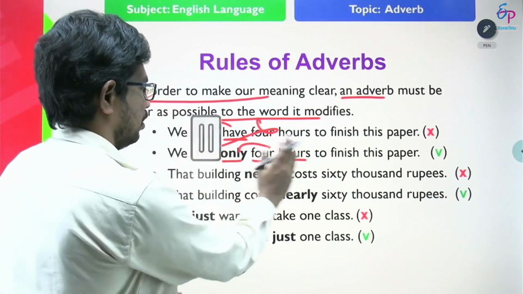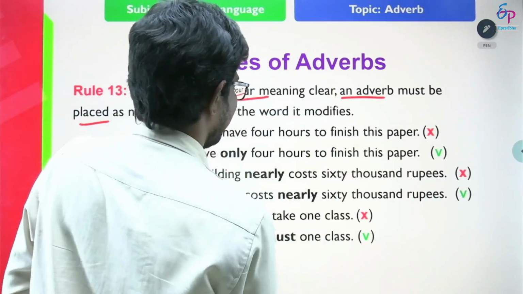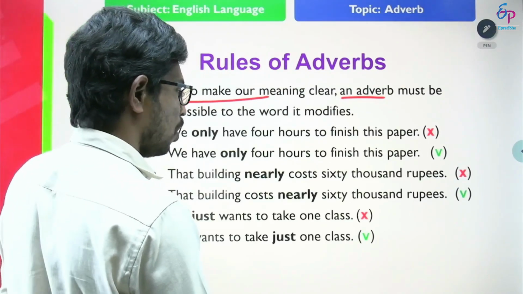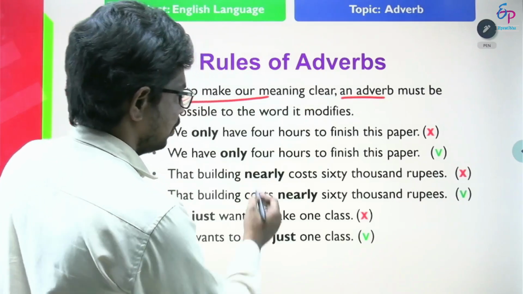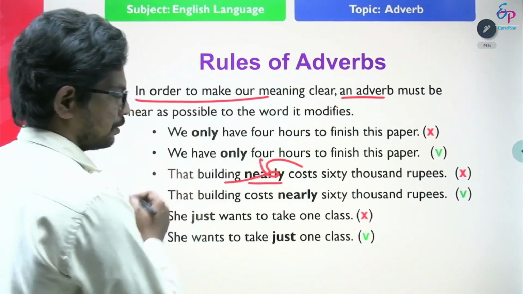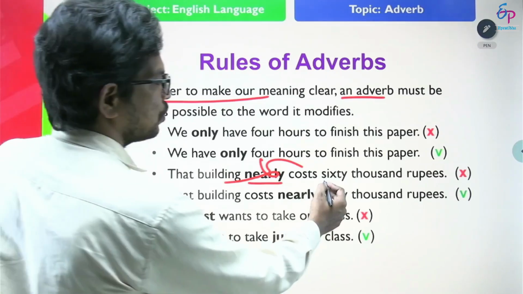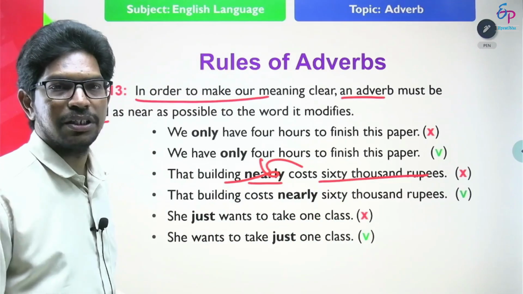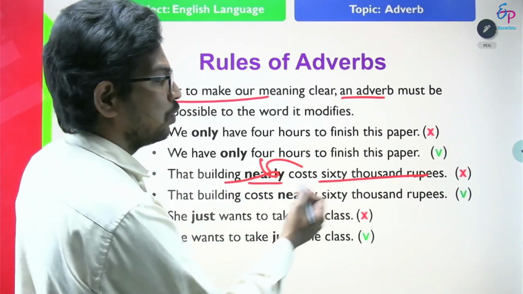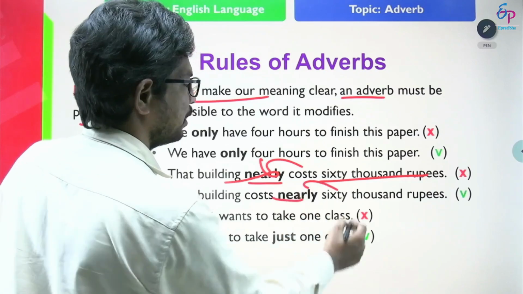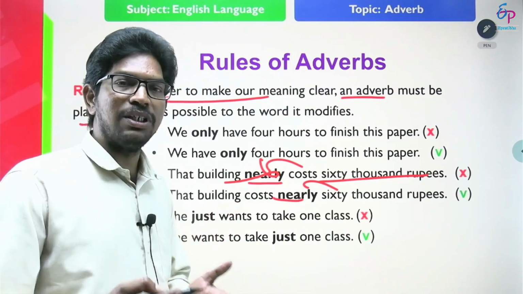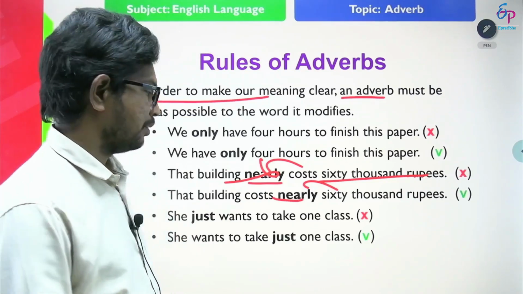So look at some more examples. "The building nearly costs 60,000 rupees." Here nearly is placed before "costs." It's the wrong placement, because we are talking about 60,000 rupees. We are emphasizing that. "The building costs nearly 60,000 rupees." So nearly should be placed exactly before the word or phrase that it modifies.